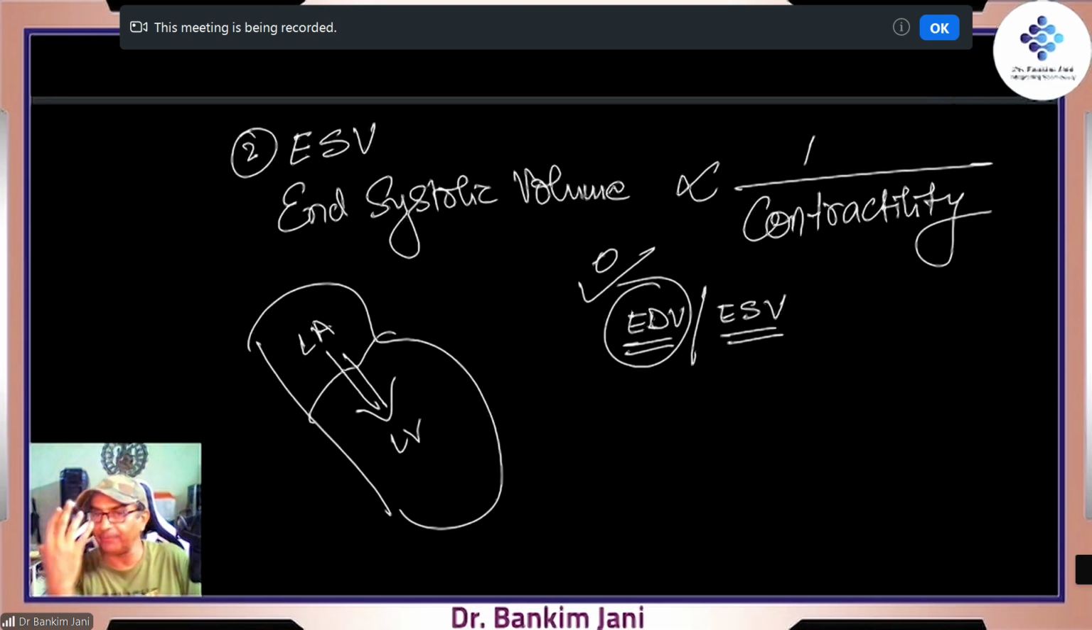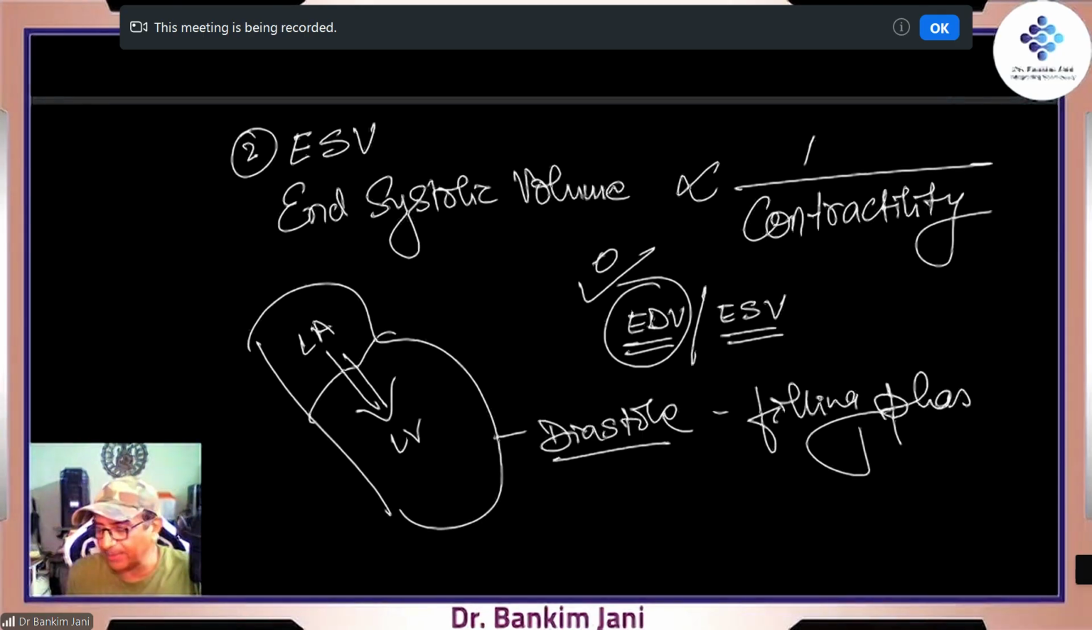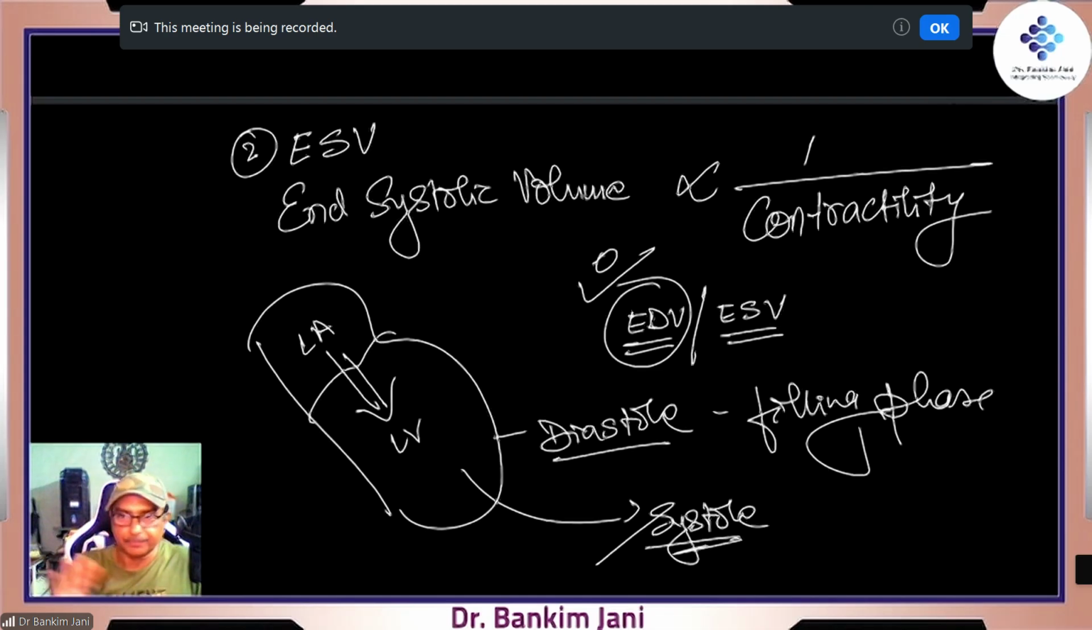But at that point, the left ventricle should relax. When the left ventricle relaxes, this is what is called the diastole. Diastole means it is the filling phase, when the blood gets filled into that chamber. When the left ventricle contracts, blood is pushed into the aorta, blood goes out. That is what is called the systole. So diastole is like saving, systole is like spending.